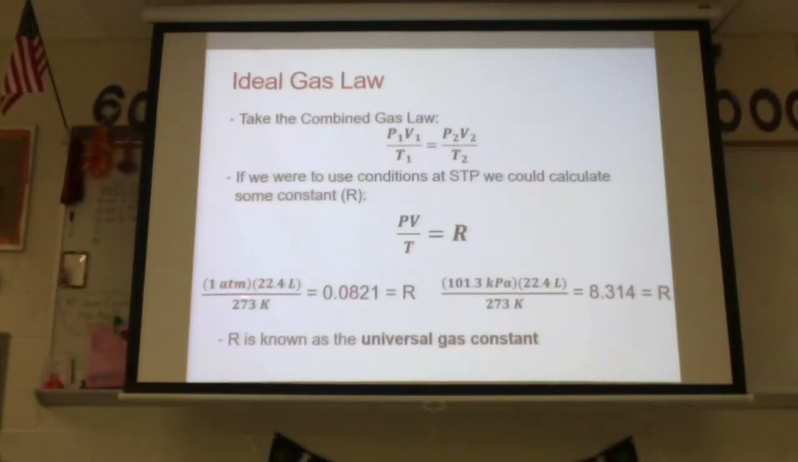Now, do I have to use atmospheres for my standard pressure? No. The second most common units of pressure are kilopascals. So here I did the same thing, but using 101.3 kilopascals as my standard pressure. That gives me 8.314. This value of R is what's known as the universal gas constant. Sometimes you'll hear it as the ideal gas constant, but normally it's the universal gas constant. Are you able to use torr? You could, but you usually don't. These are the 2 most common versions.